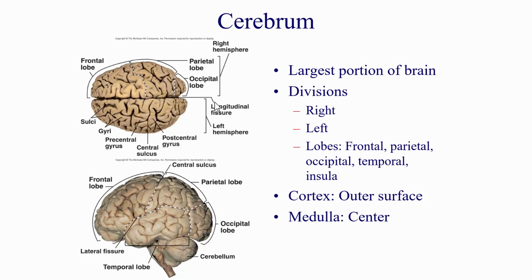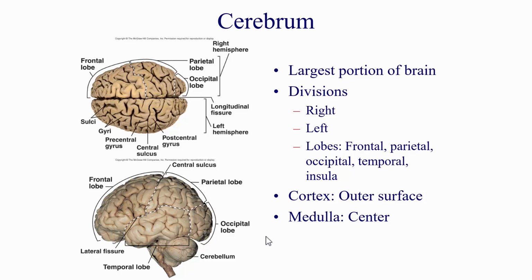And so anyway, the cerebrum is the largest portion of the brain. For divisions, we have a right side and a left side, or what we call hemispheres. So the right hemisphere and left hemisphere. And then there are lobes. We have a frontal lobe, a parietal lobe, an occipital lobe, and a temporal lobe. Does that sound familiar? If you learn the skull, then it should. And these areas of the brain are going to fit into those areas of the skull.